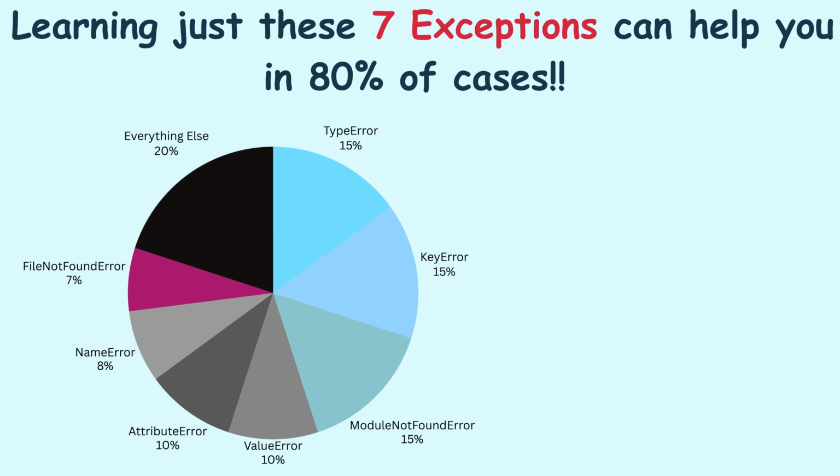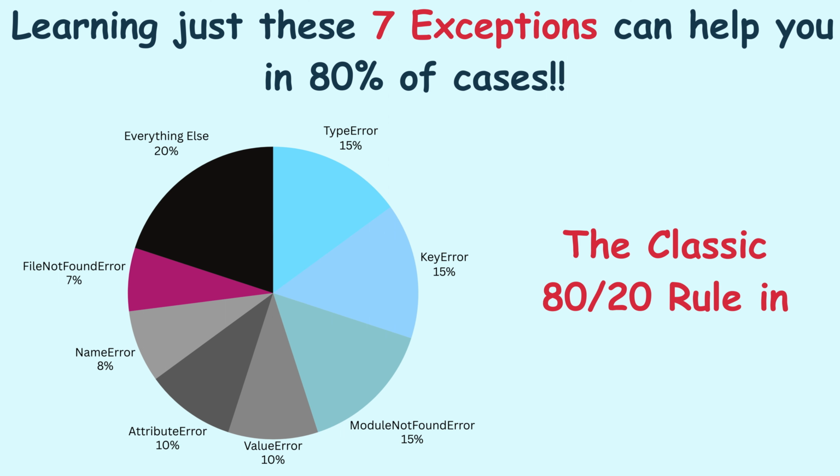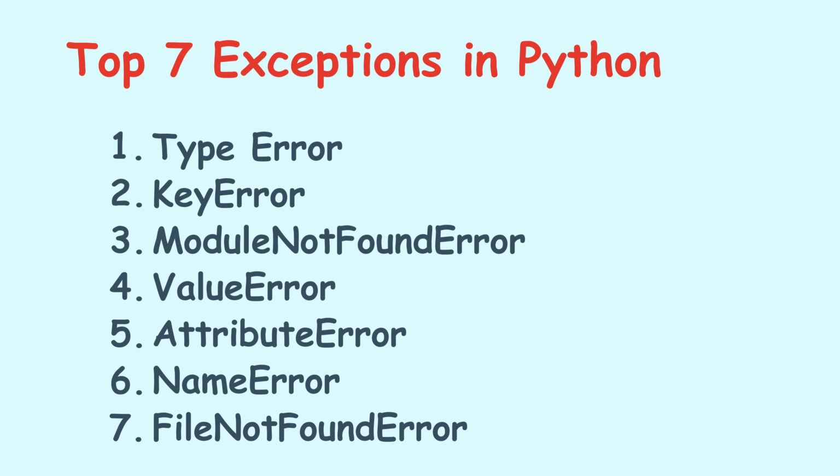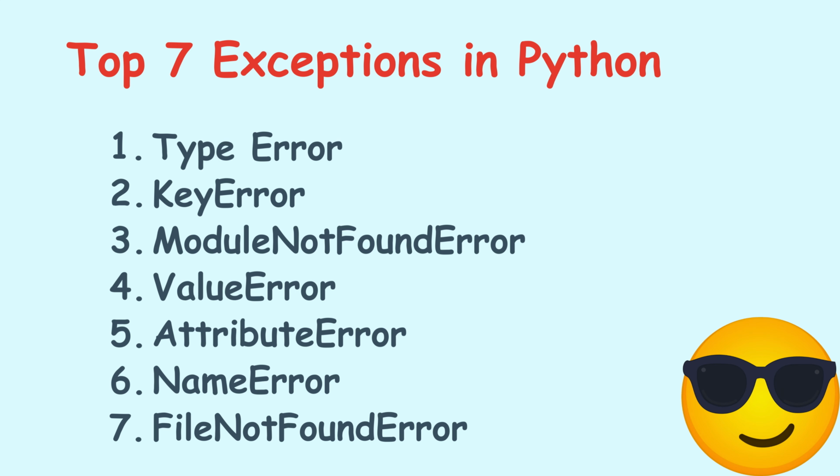In fact, mastering just a handful of exceptions is all that it takes to tackle 80% of real world scenarios. It's the classic 80-20 rule in action. This video is all about covering the most important 20%. The top 7 most commonly seen exceptions in Python. Excited to get started? Let's get to it.